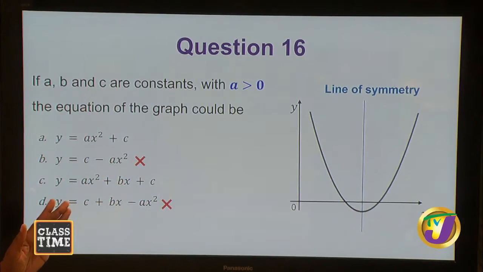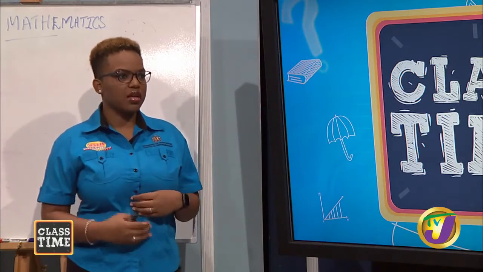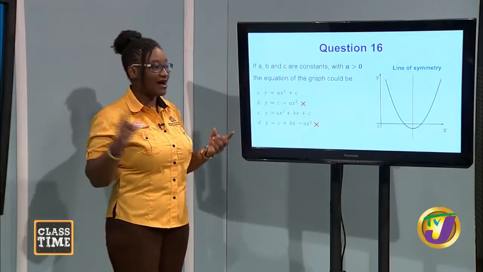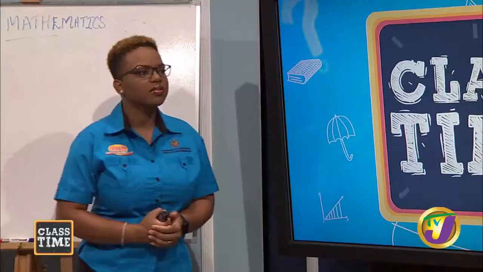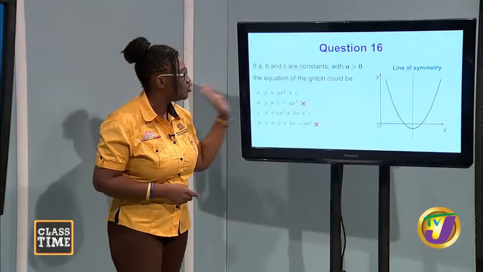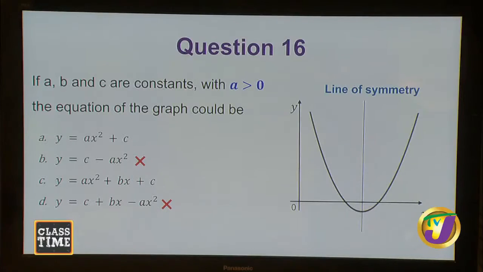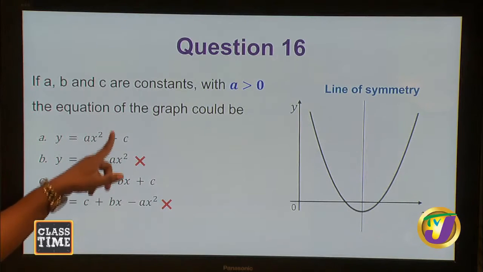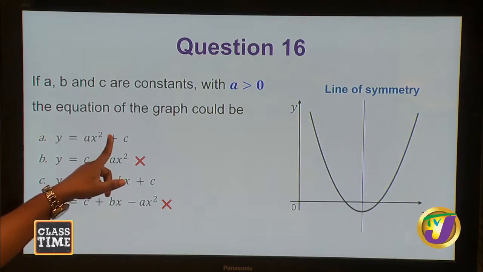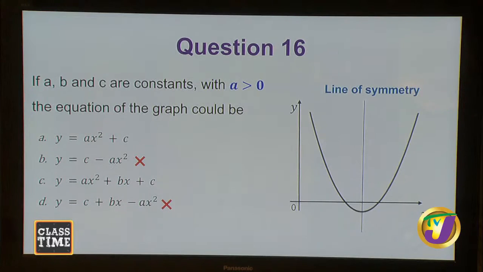Which suggests that we have a B value that's not 0. So let's look back at our options now and see. Option A, we're not seeing any BX here, it means that B is 0. So it could not be the option. So we can actually select C. All right. Beautiful.